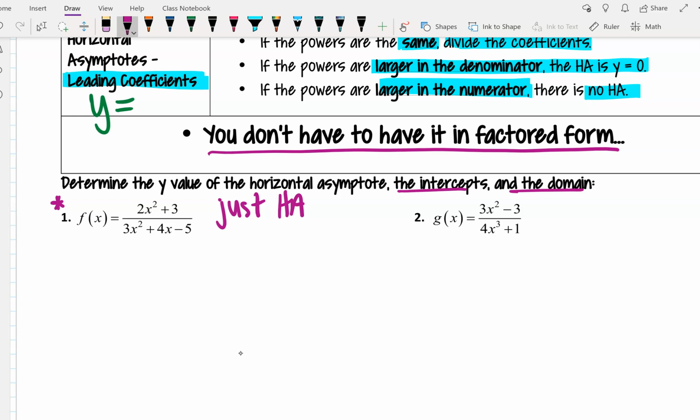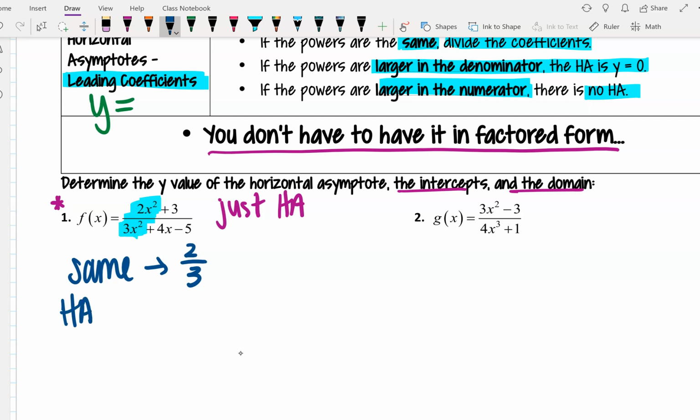So with that, we look at our leading coefficients, so the coefficient with the highest power for the variable, and they are the same here. And so because they are the same, you take the coefficients and divide them. Okay, so if you had to reduce, you could.